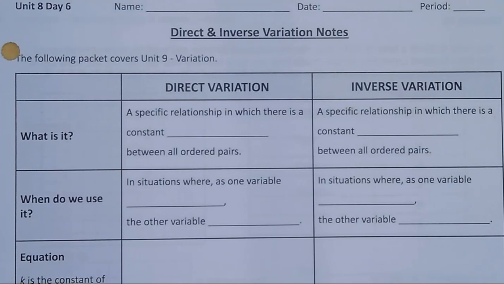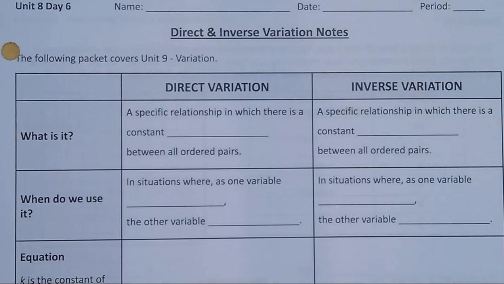Our Unit 8 is quadratics, but actually this particular set of notes is really our Unit 9, which is direct and inverse variation. So this is going to be the only set of notes that we have on direct and inverse variation. And so that's why it says right here, the following packet covers Unit 9 on variation. So we're just kind of tacking it on at the very end of Unit 8. All right, so direct and inverse variation.